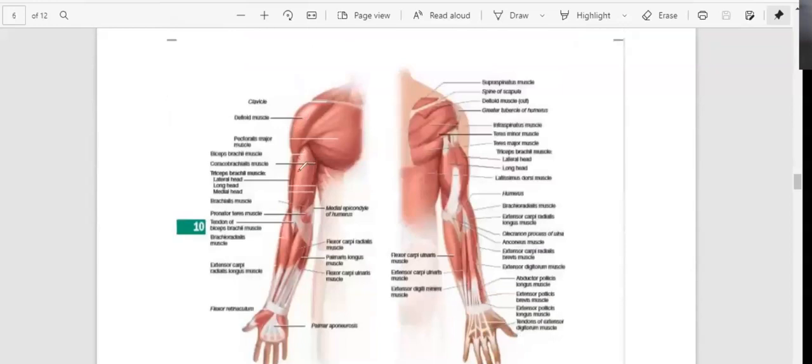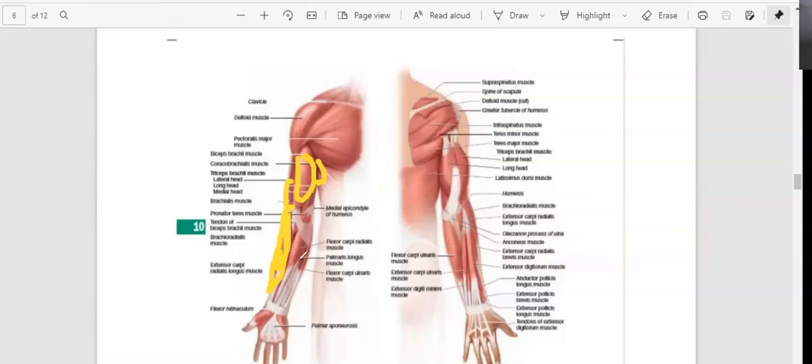In the anterior part of your arm, you're going to have the biceps. This muscle right here, from your armpit to the middle of your arm, is the coracobrachialis. From the middle of the arm to your elbow, you're going to have the brachialis. Now, from basically your elbow all the way down into your forearm, you're going to have the brachioradialis, this muscle right here.